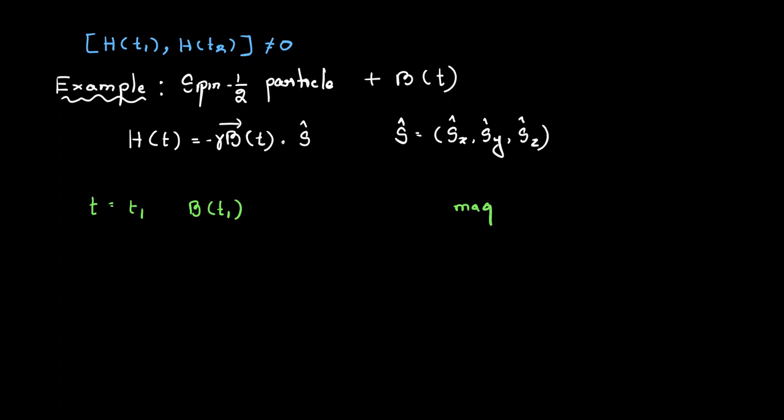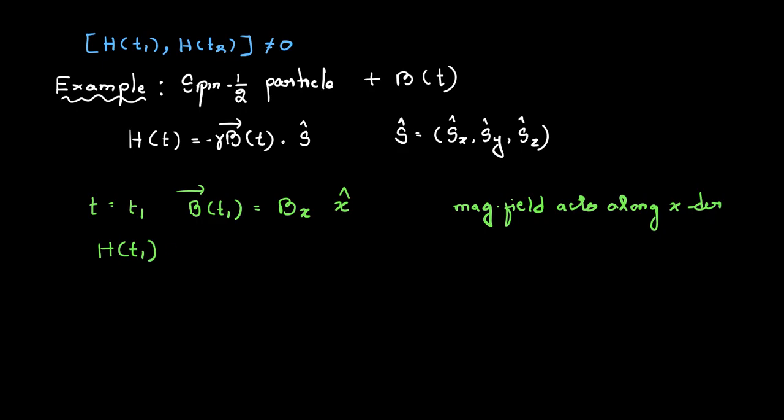So the magnetic field acts along the x direction. When the magnetic field acts along the x direction, this becomes the magnetic field along x, so Bx. So I can write this vector in this way. When I write it in this way, what happens to H of t1? So H of t1 looks like this. It will be Bx Sx, and why is there Sx?